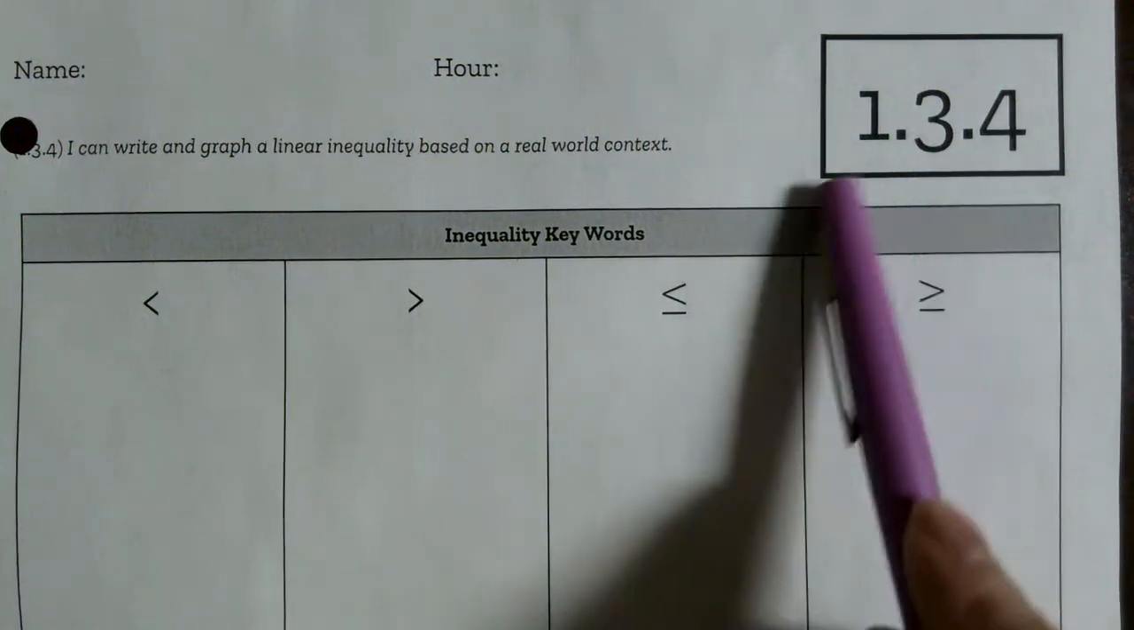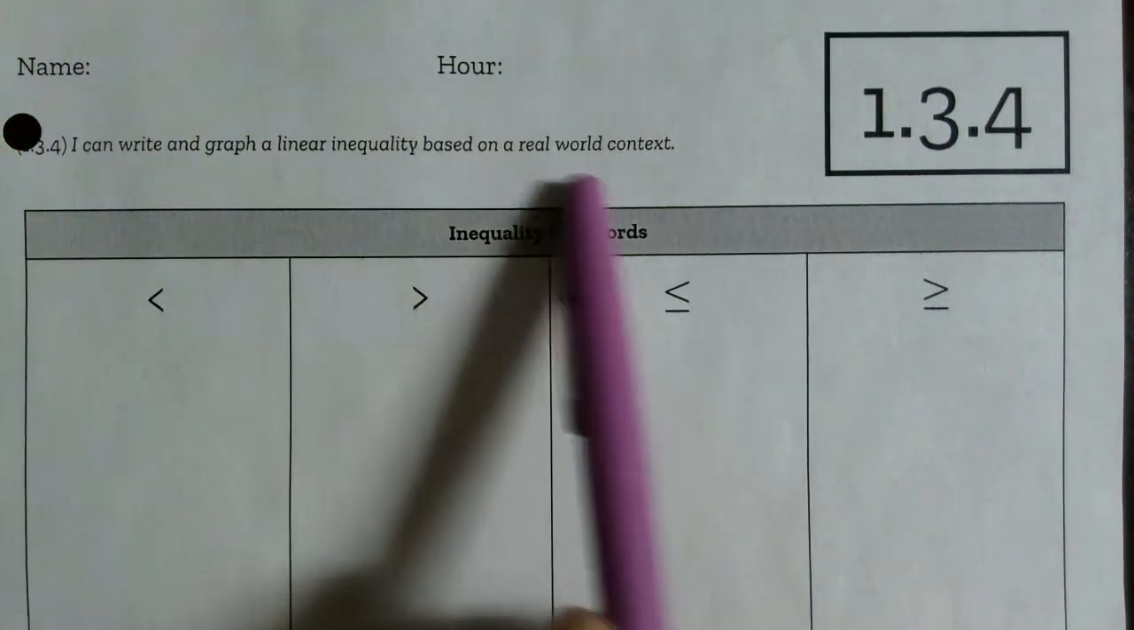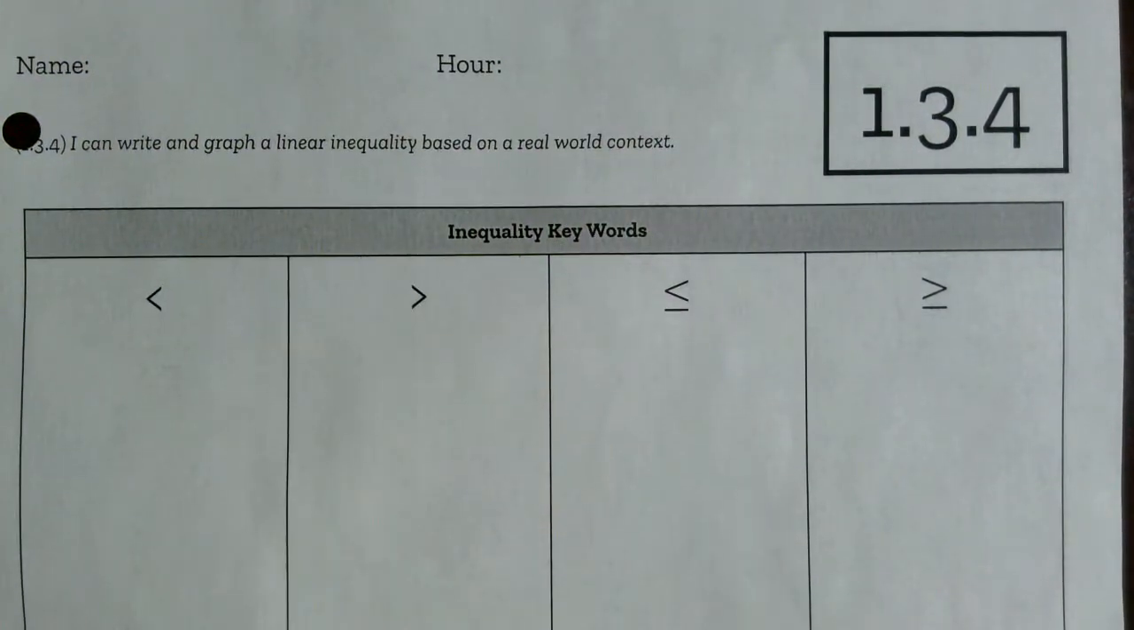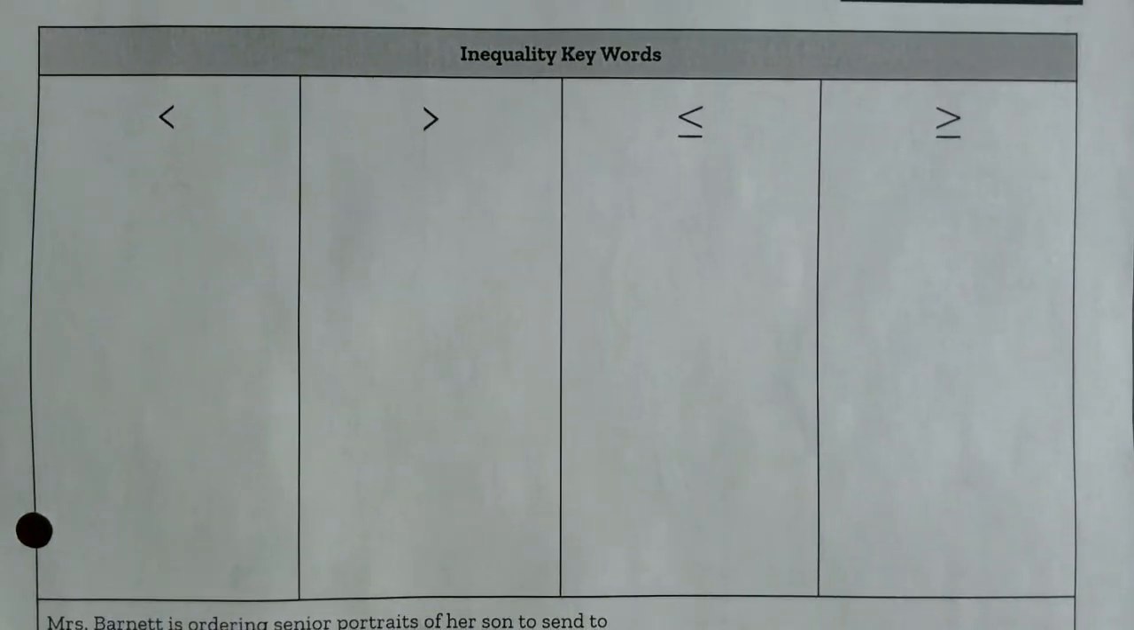Hello, in this video we're going to go through learning target 134, which is about writing and graphing inequalities based on a context. So the first thing you're going to need to be able to do is to pick out keywords for inequalities.